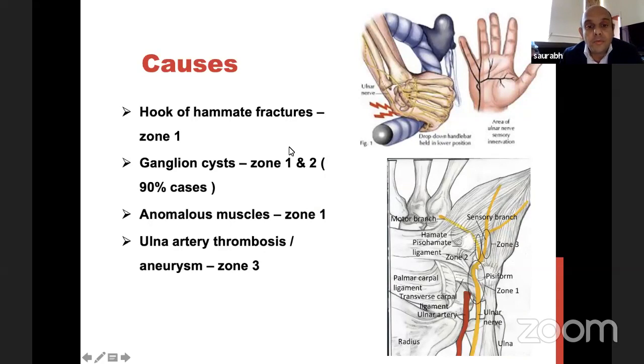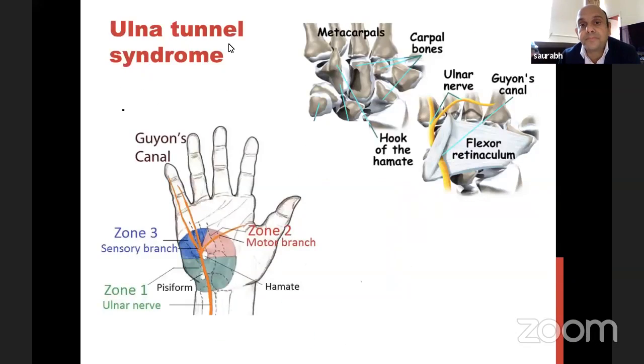Causes again. Ganglions, like anywhere else, for zone 1 and 2: 9 out of 10 cases is the ganglion. That's the culprit, which you can pick up on an ultrasound scan or an MRI scan. Then hook of hamate, that's another thing I see, occasionally 1 or 2 cases in my practice. If there's a hook of hamate fracture and it doesn't heal, then it can put pressure on the nerve. Sometimes the edges are very rough, so at the time of injury, it could have irritated the nerve.